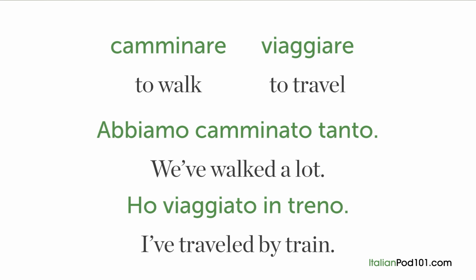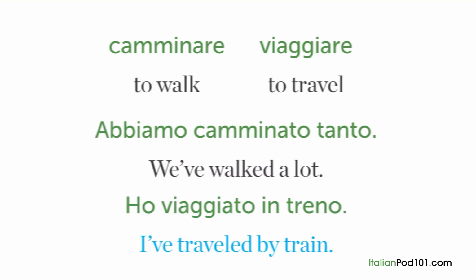On the other hand, intransitive verbs of movement, where the destination doesn't need to be mentioned, always use avere. Some examples are camminare, to walk, or viaggiare, to travel. A few sample sentences. Abbiamo camminato tanto. We have walked a lot. Ho viaggiato in treno. I've traveled by train.